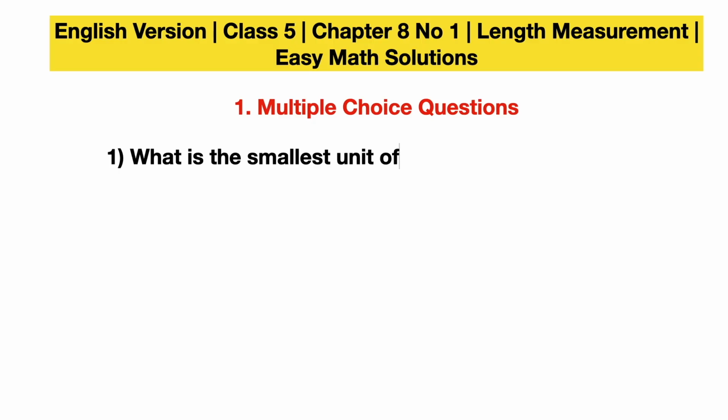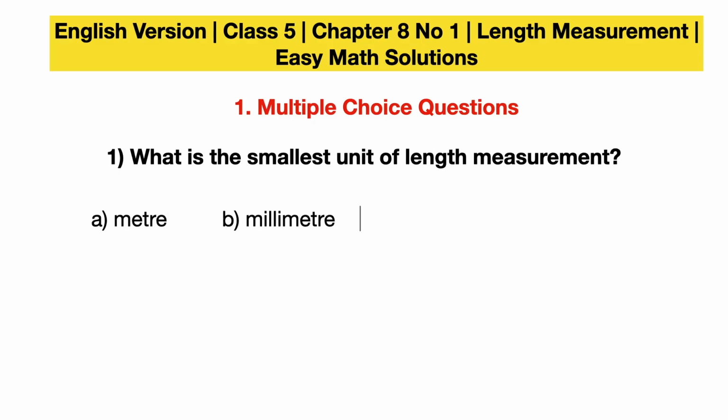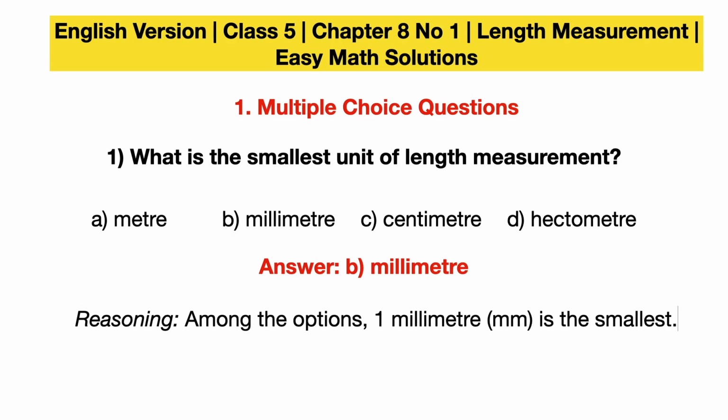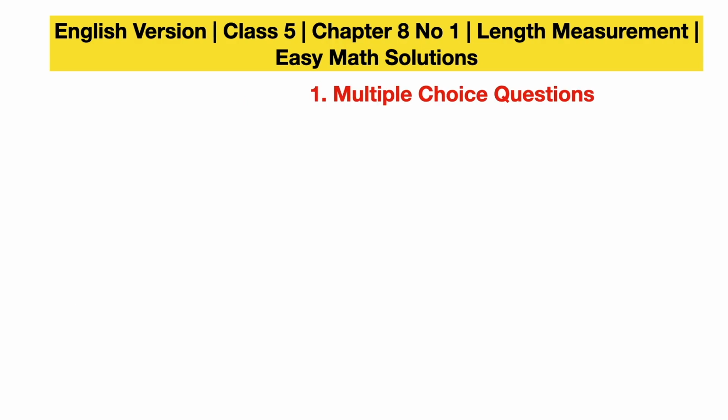What is the smallest unit of length? Here: millimeter, meter, centimeter, and hectometer. It means millimeter. Reason: among the options, millimeter is the smallest.